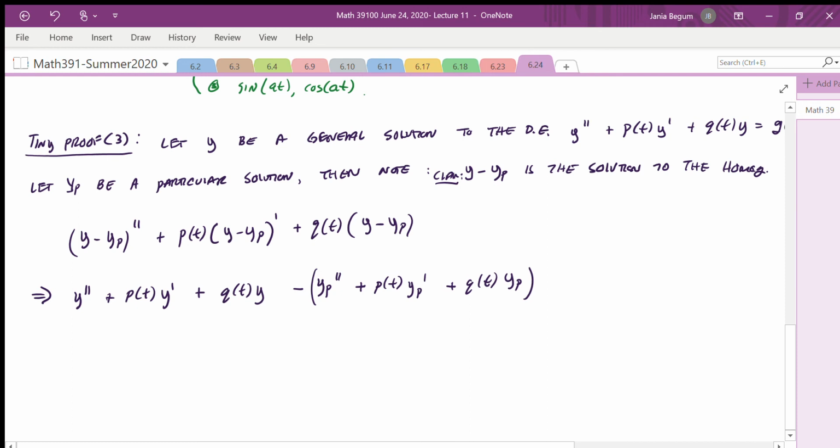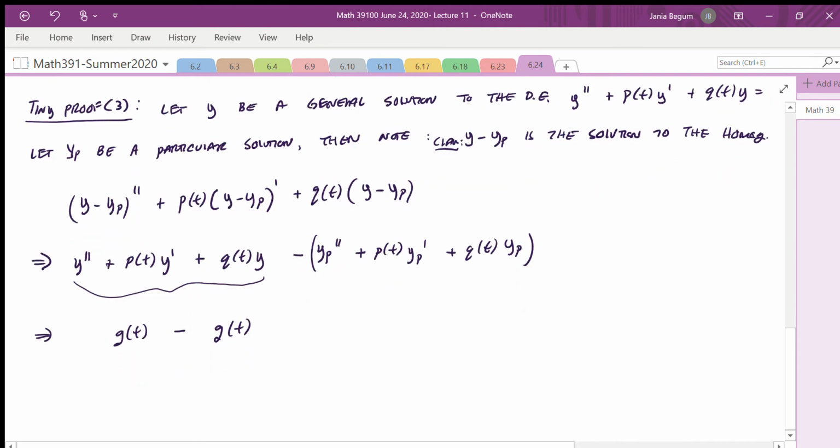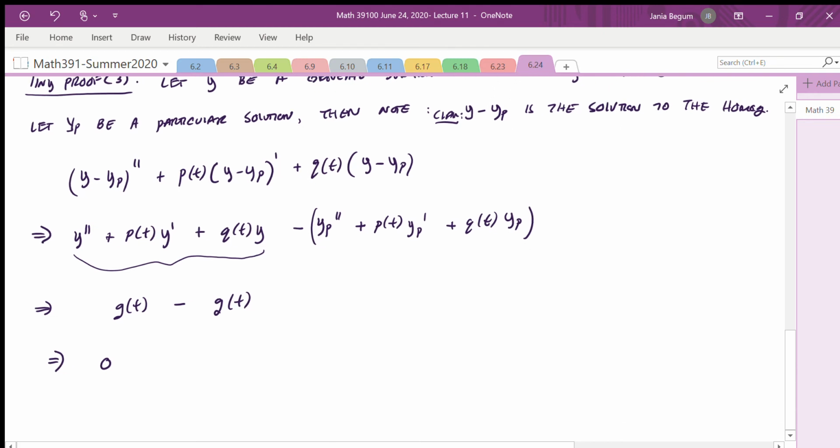Well, now, what is this equal to? Well, that was the original statement, right? So this is equal to g of t. And then this is also in the form of g of t, so minus g of t. So what is this eventually equal to? 0. So we see that y minus yp is a solution to the homogeneous case.